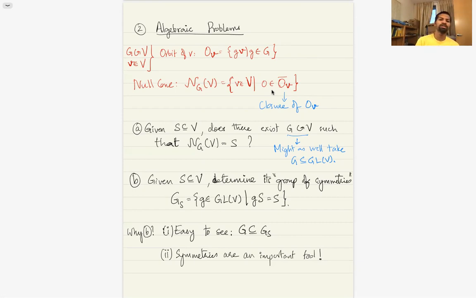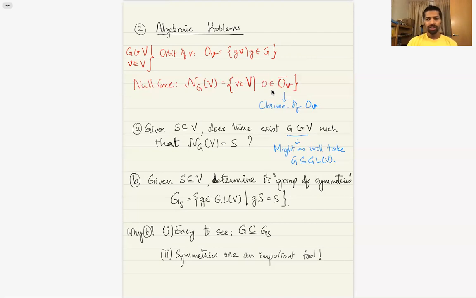So in terms of an algebraic problem, the first problem I want to tell you is, suppose somebody gives you a subvariety of a vector space, then you could ask, does there exist a group that's acting on this vector space such that the null cone is precisely the subvariety? And maybe a little snippet here, I might as well take my group to be a subgroup of GL(V), because if I want my group to act on my vector space by linear transformations, which I didn't quite say, but that's how I expect my groups to act, then this action will factor through a subgroup of GL(V) anyway. And so I will think of my groups as just being subgroups of GL(V).